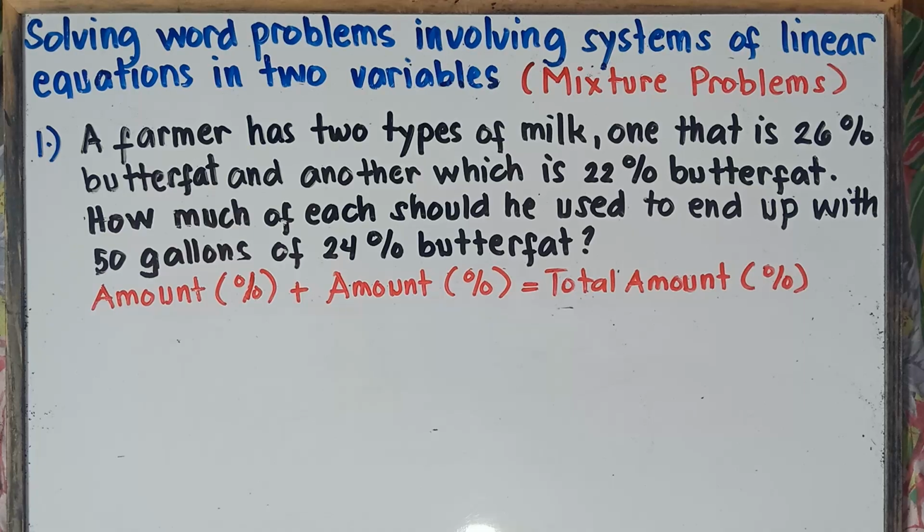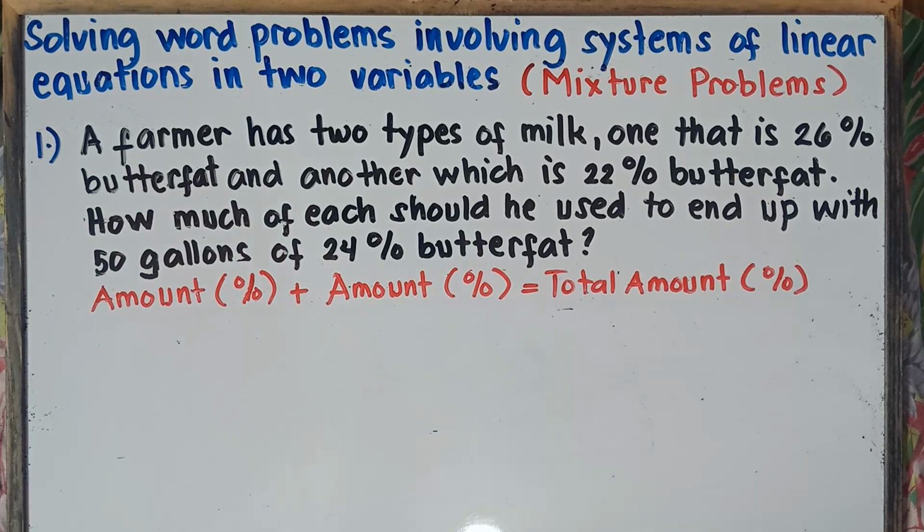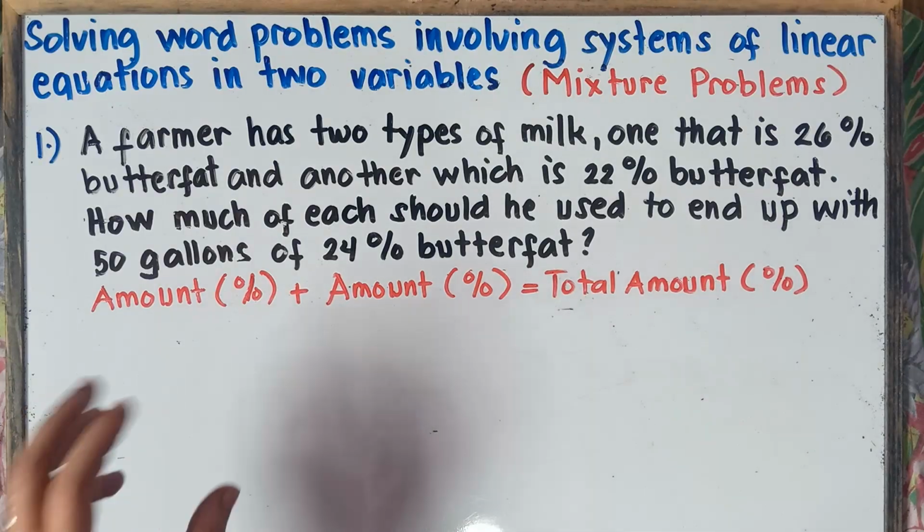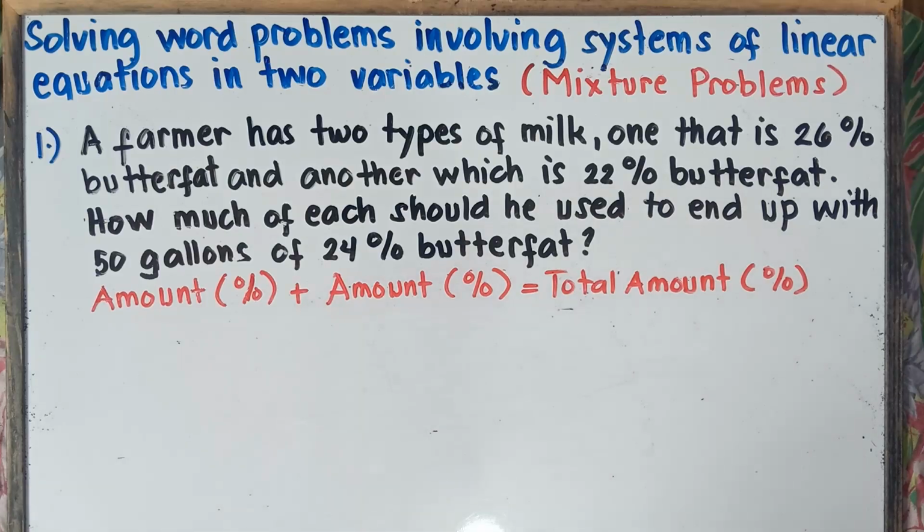Alright, so let's start with example number 1. A farmer has 2 types of milk, one that is 26% butterfat and another which is 22% butterfat. How much of each should he use to end up with 50 gallons of 24% butterfat?